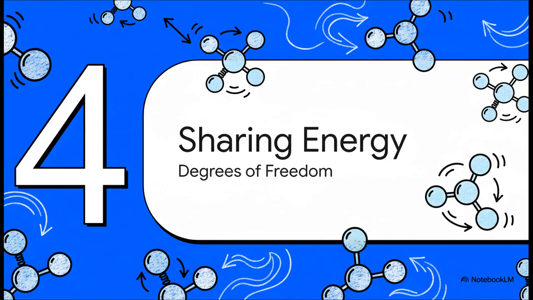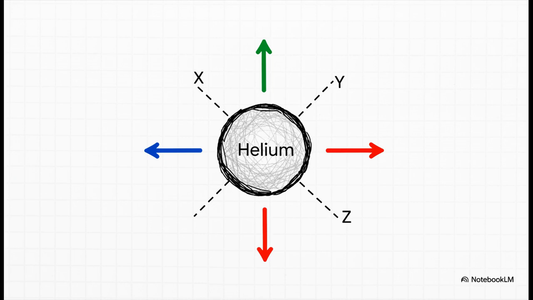We know these molecules have energy from moving around, but how exactly is this energy stored? Can they only move from point A to point B, or can they do other things like spin or vibrate? This brings us to a cool idea called degrees of freedom. Let's start with a simple one, a monatomic gas like helium. It's just a single atom, like a tiny little ball.